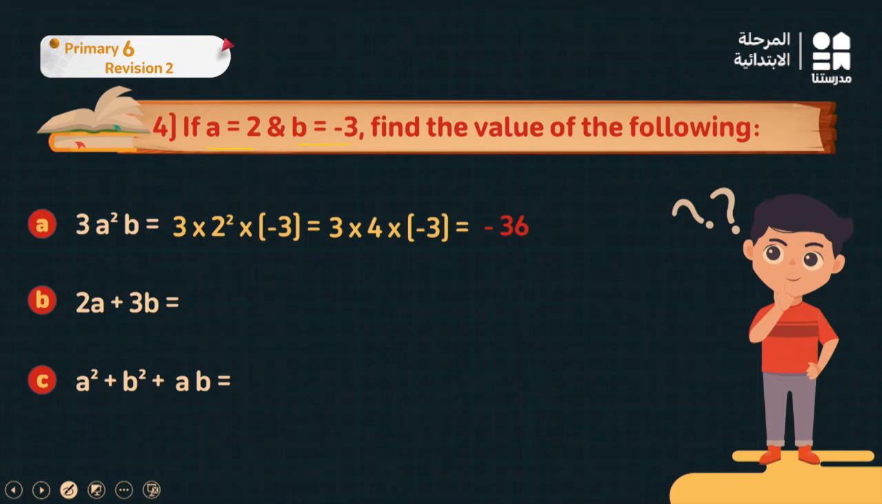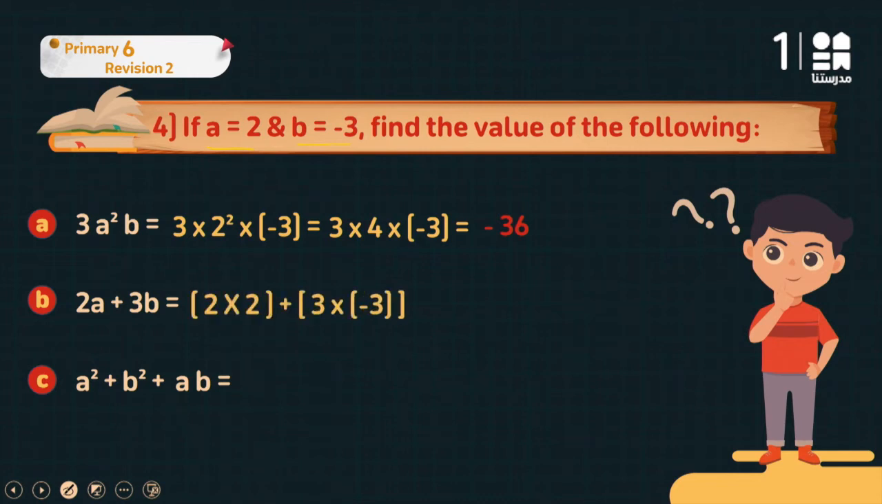Now, I have 2a plus 3b. So it means 2 times 2 plus 3 times negative 3. So I'm going to write them like that. Taking the unknown, putting the value of the unknown. Replace the unknown with the value. Okay? So I am going to write 2 times 2, 3 times negative 3. So it will be 4 plus negative 9.